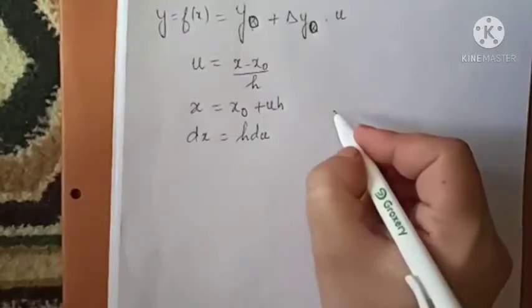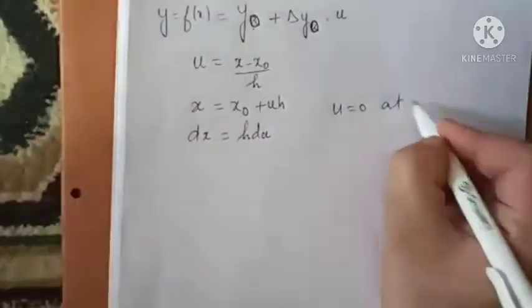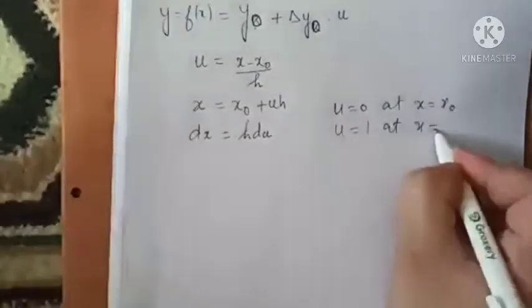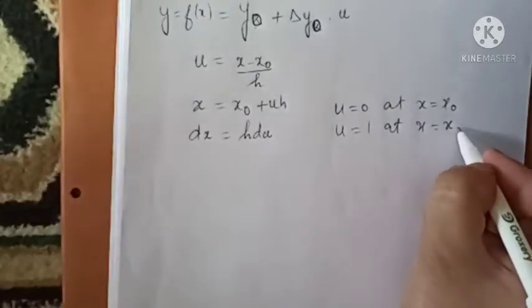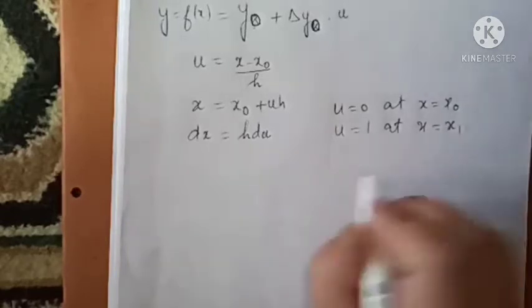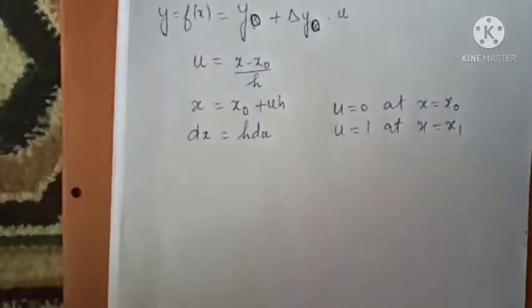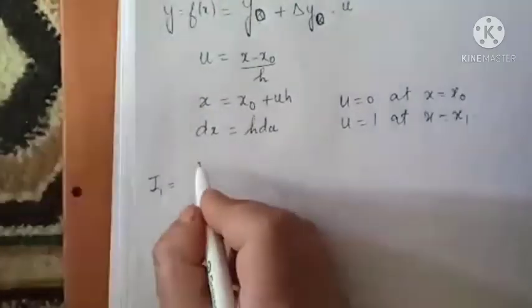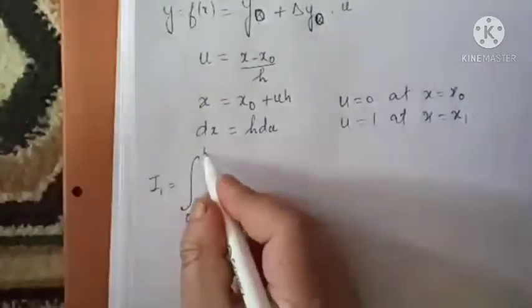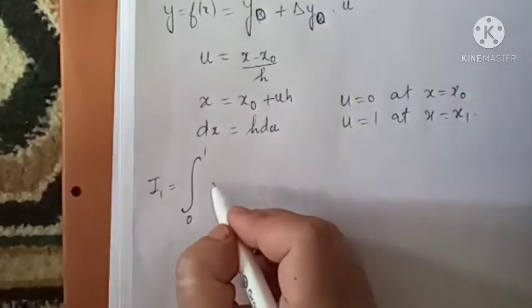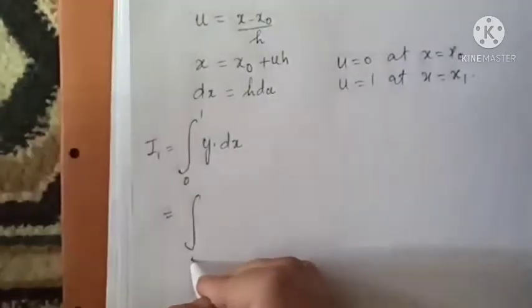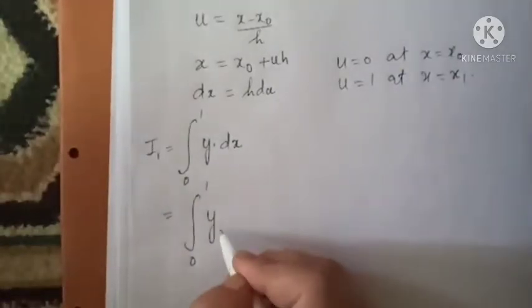I hope you know differentiation and integration. That's why I haven't written much. At x0, u is equal to 0, and at x1, u is equal to 1. Okay. So the first integral will be like this. We have to integrate between two points, from 0 to 1, y dx, which will be equal to the integral from x0 to x1 of y.